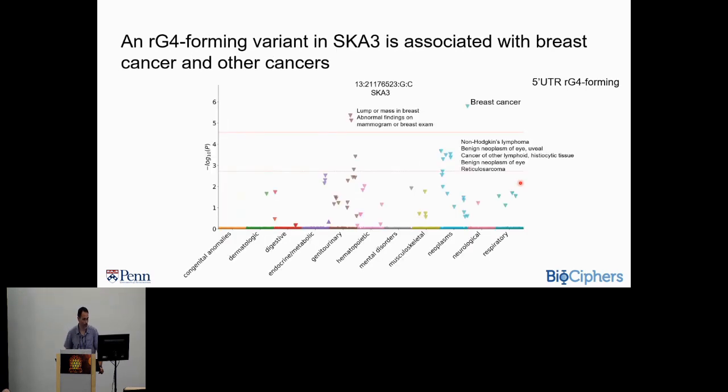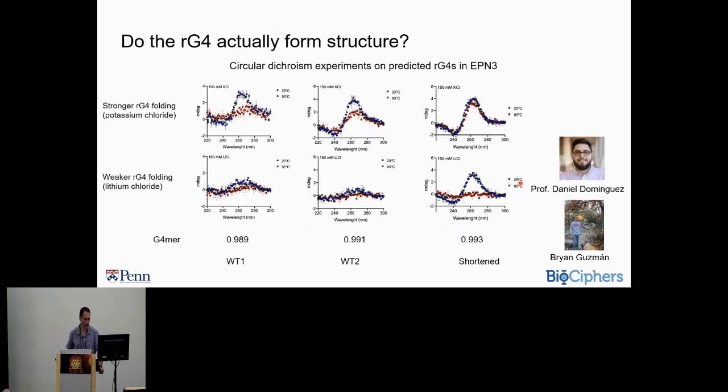And here is another example of another gene that we found. Again, association with breast cancer and lump and mass breast abnormal findings and non-Hodgkin's lymphoma. So all these seem to make a lot of sense for our breast cancer collaborators. So we still need to validate this as just an example of other hits that we've had. We've had multiple of those.